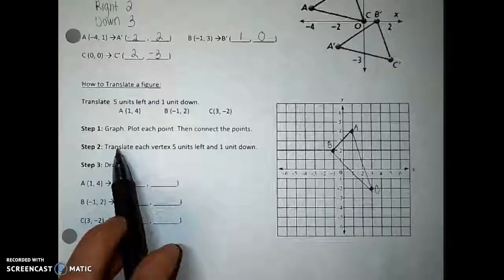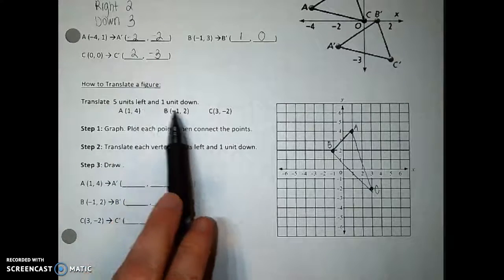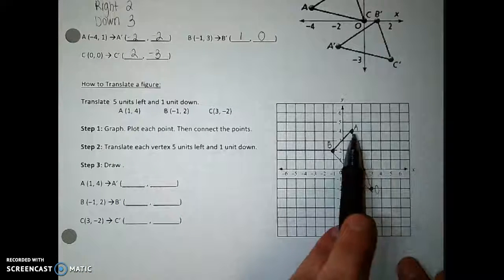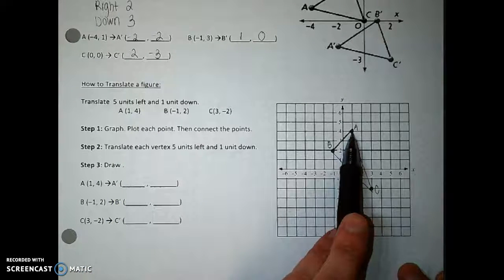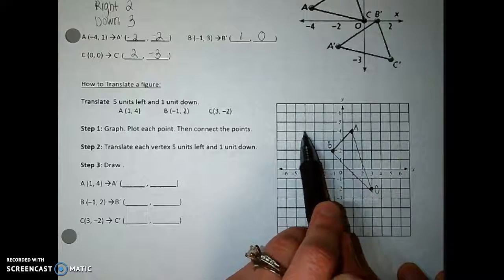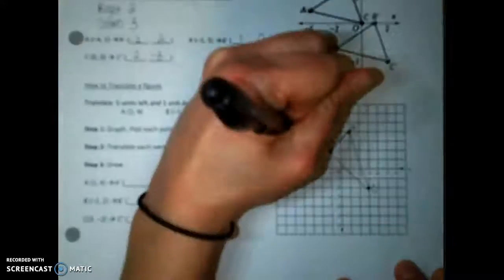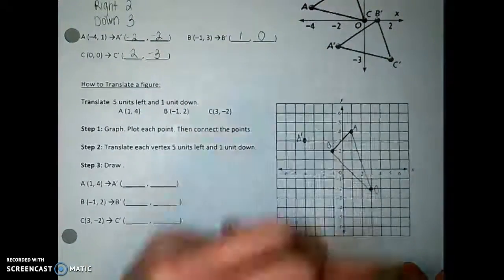Now next thing, we have to translate each vertex 5 units left and 1 unit down, because it says 5 units left, 1 unit down. So we're going to take it vertex by vertex. Let's start with A. So we have to go 5 units left, 1, 2, 3, 4, 5, and then 1 unit down. So that's going to be A prime, our new A.